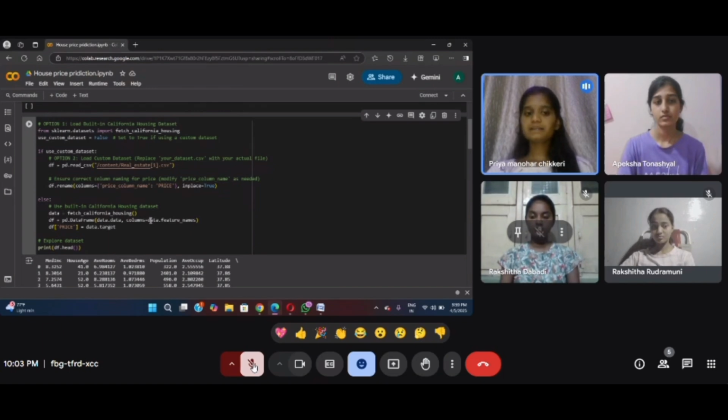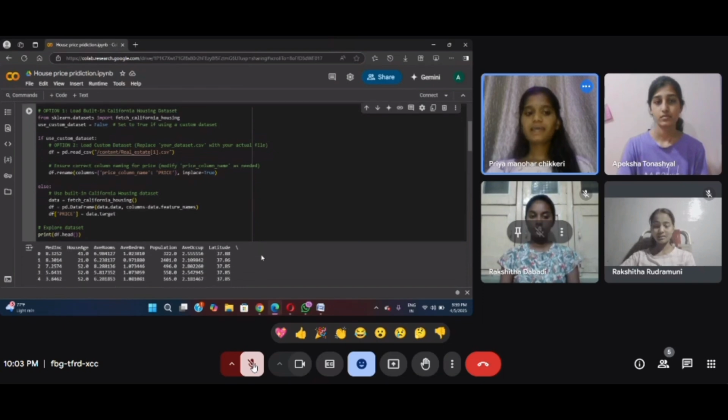Features and target split. The dataset is split into two parts: X, the features, which are the input variables that will be used to predict the target, and Y, the target, the output variable, which is the price of the house.